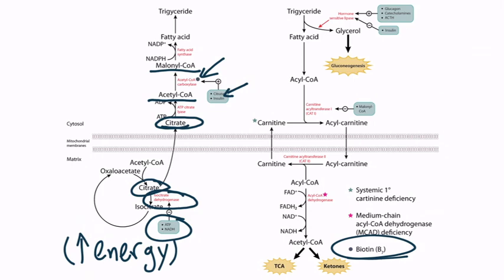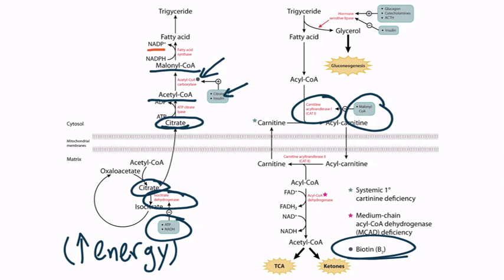Also notice from the right side of the image that malonyl-CoA right here inhibits carnitine acyltransferase 1 or CAT1. This should also make intuitive sense to you. You wouldn't want to be simultaneously synthesizing and breaking down fat, and malonyl-CoA is the molecule that provides this regulation.